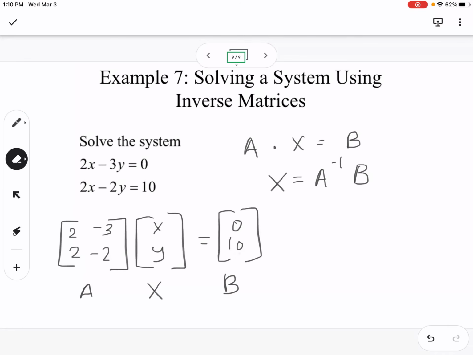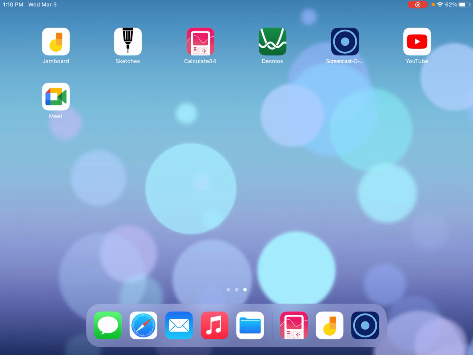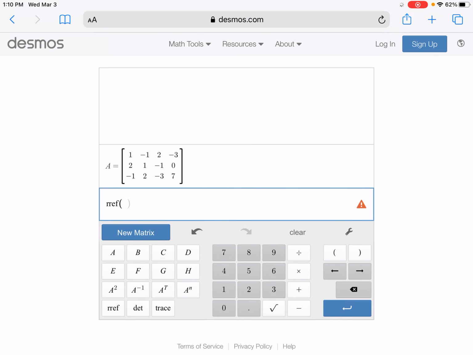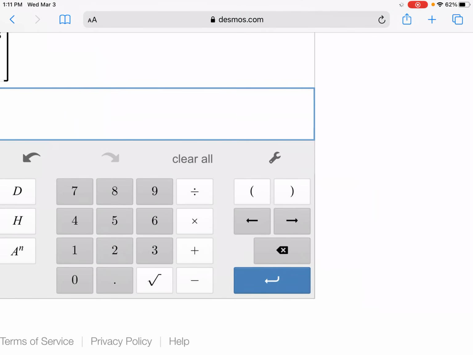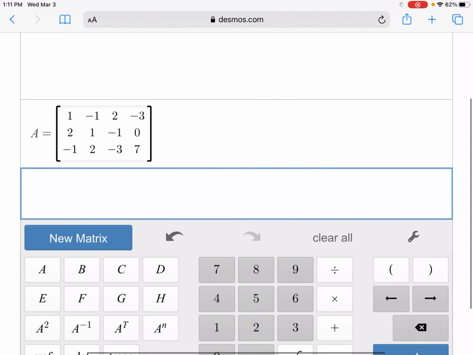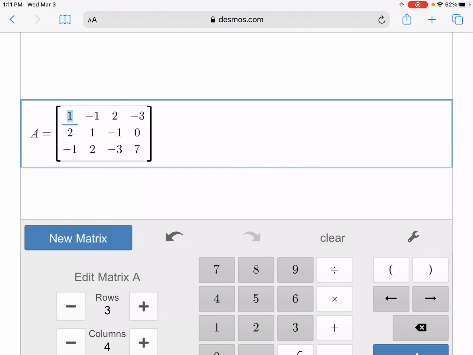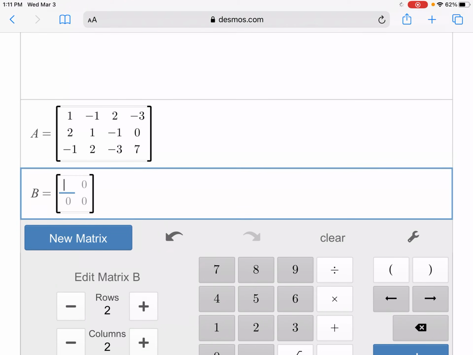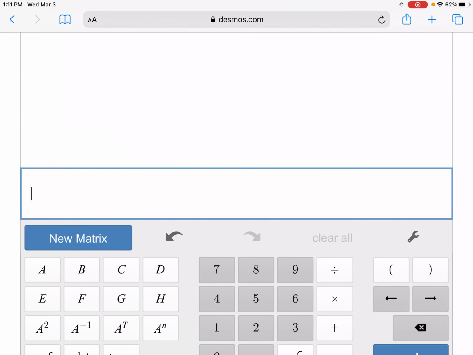Okay, so let's go to one of our technologies here. I'm going to go just to our Desmos. So I'm just going to delete that. Didn't mean to zoom in. Okay. So, how do I zoom out? Ah, fun technology. Okay, so we are going to do a new matrix. Actually, I want to clear everything. Clear all. There we go.